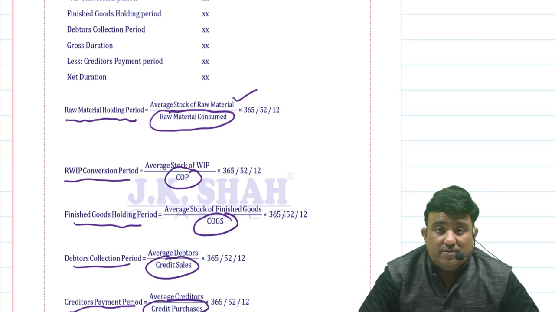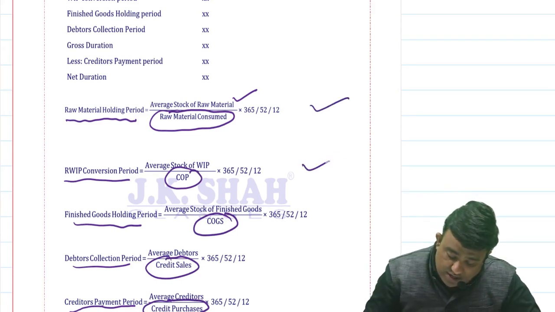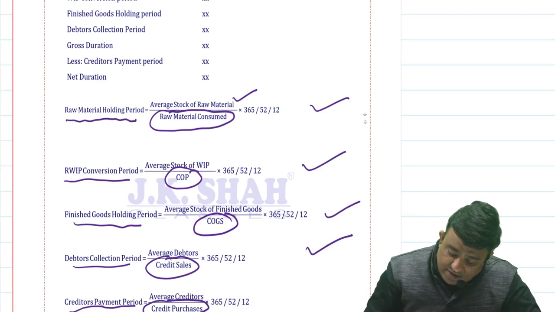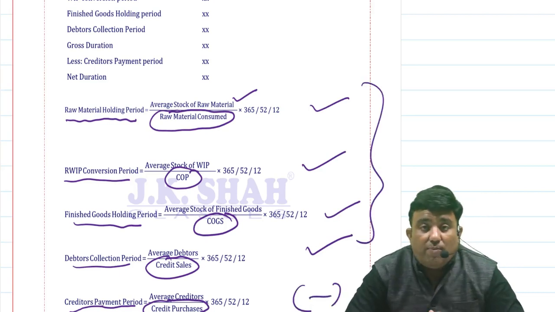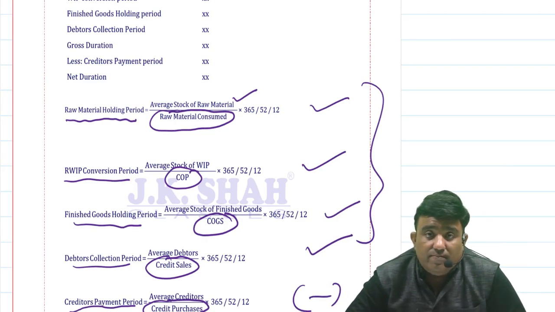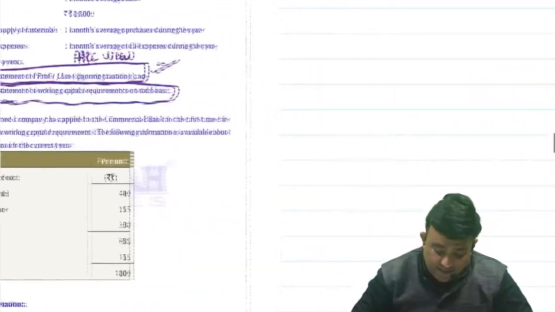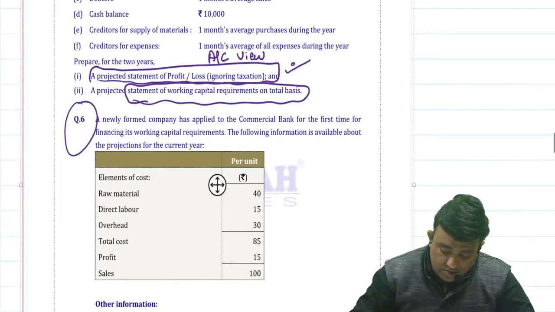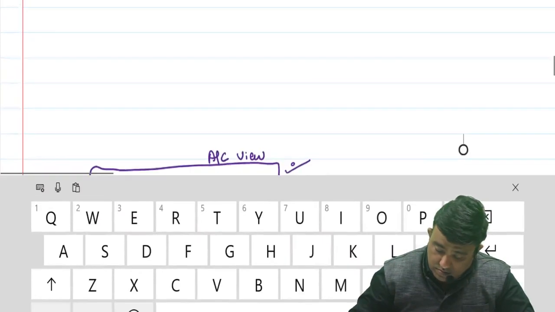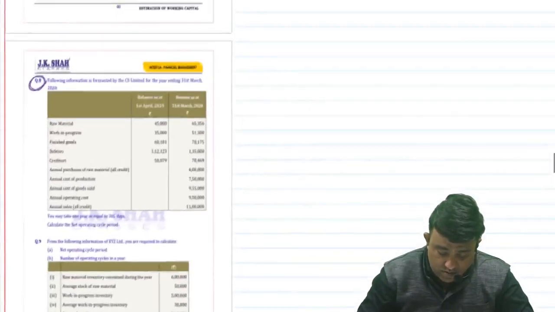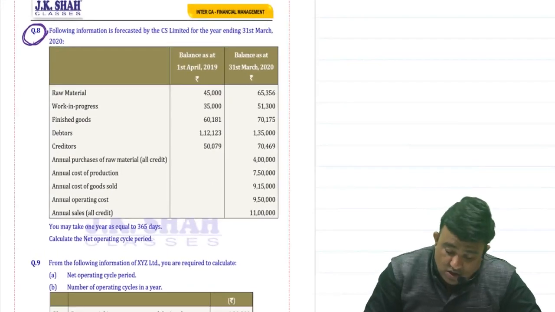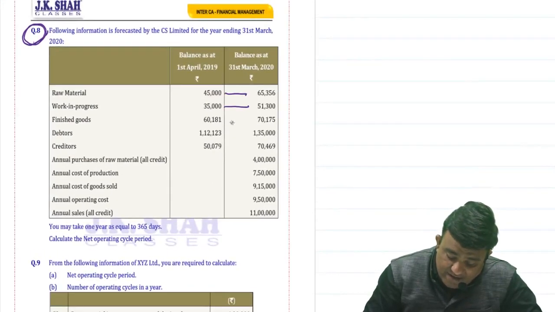based on credit purchase. Based on that, stock, debtors, finished goods and debtors, everything will be added, minus deduct your creditors, and your answer is the operating cycle. Clear everyone? So this is a basic revision of the answer. And thereafter, if I come to this example, that is question number 8, raw material average, WIP average, finished good average, debtors average, creditors average.